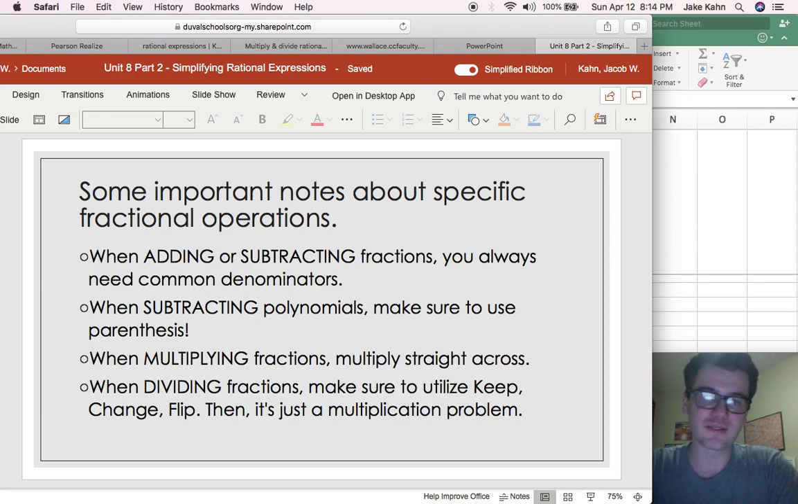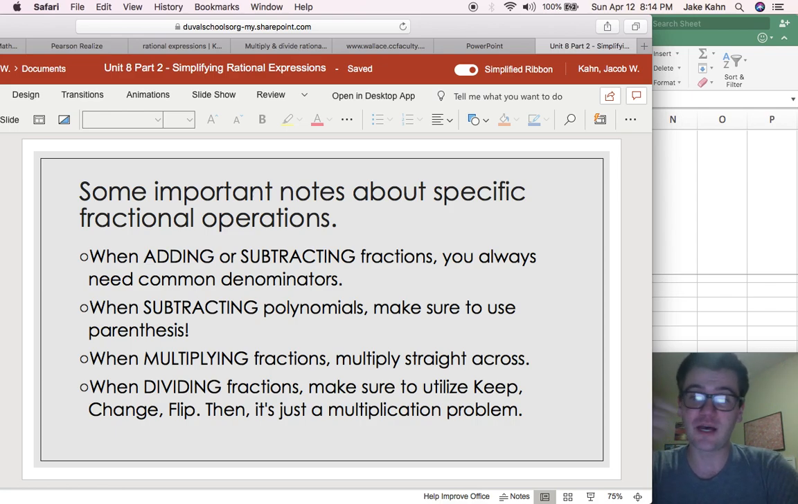But I want to go through these things as some friendly reminders. First, when adding or subtracting fractions, which is what you're doing today, even though they're rational functions, they are fractions, right? Rational functions are fractions. When adding or subtracting them, you always need common denominators, always. That is not the case for multiplying or dividing. You can have different denominators, but for adding or subtracting fractions, you need the same denominator.